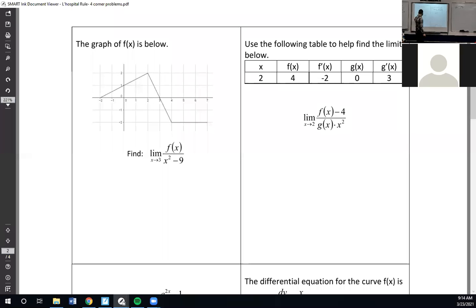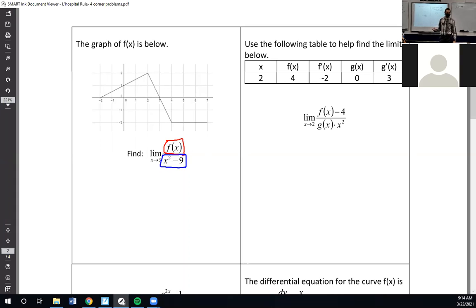So, first one we have here. We have the graph of f of x below. Find the limit as x approaches 3 of f of x over x squared minus 9. So we've got a top function and we've got a bottom function. And remember, we want to check, is it differentiable around 3?